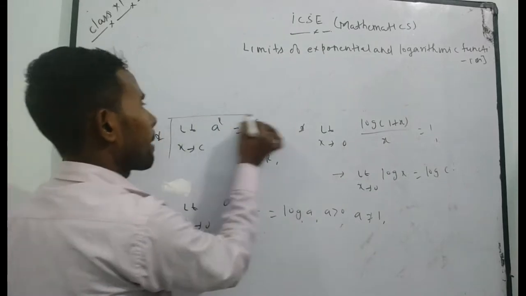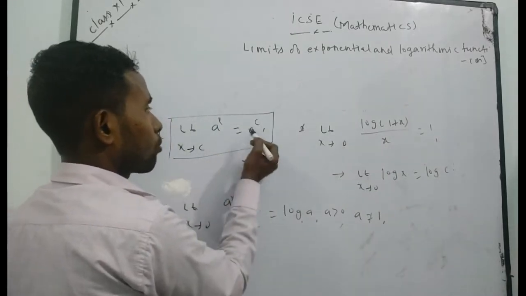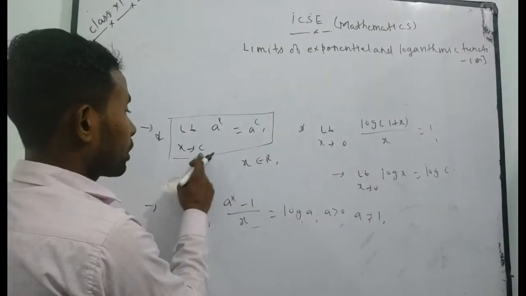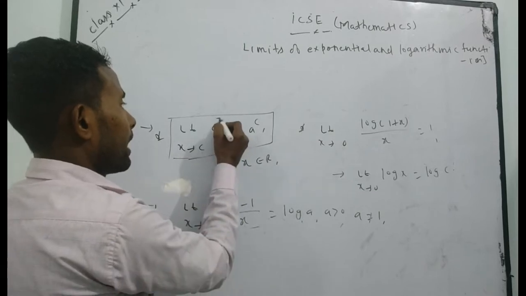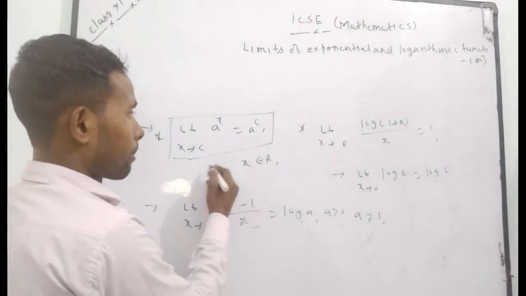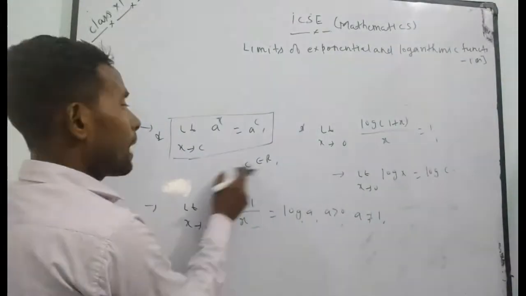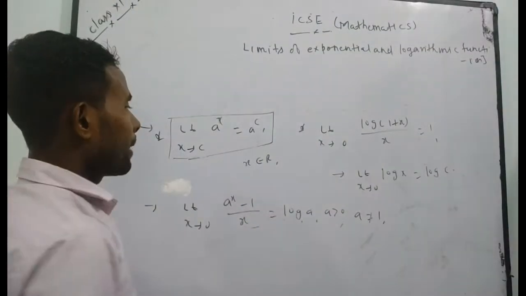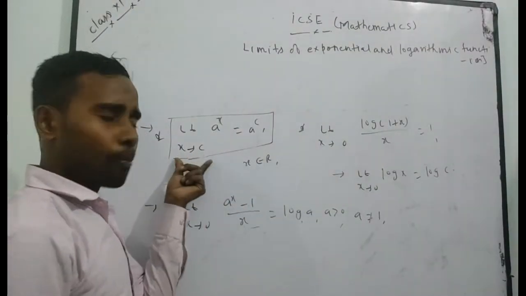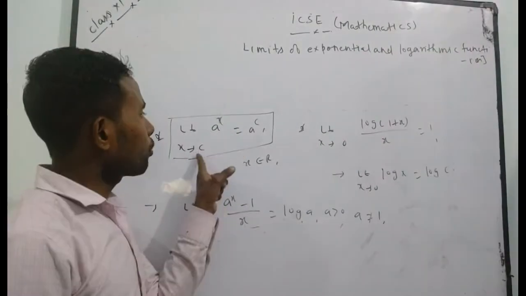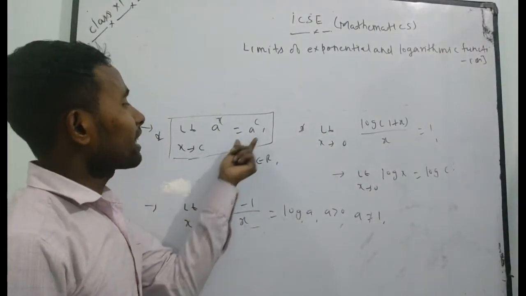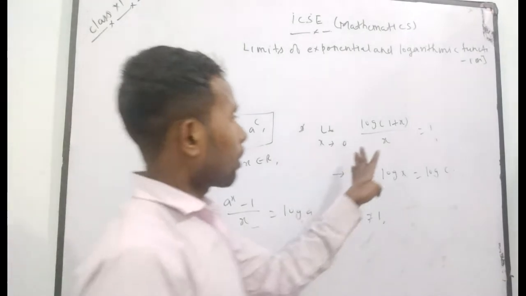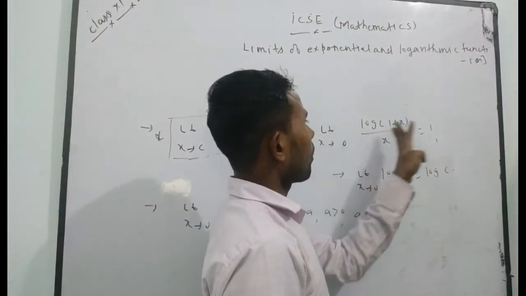As you know, the limit of a to the power x is equal to a to the power c when x is approaching to c. As you know, c is a constant, that means c belongs to the real numbers. If x belongs to the real numbers and x is approaching to c, then by directly putting in the value you get some finite number, so the limit exists, and you can proceed this way. But the logarithmic one, limit as x tends to 0 of log(1 plus x) by x is equal to 1.